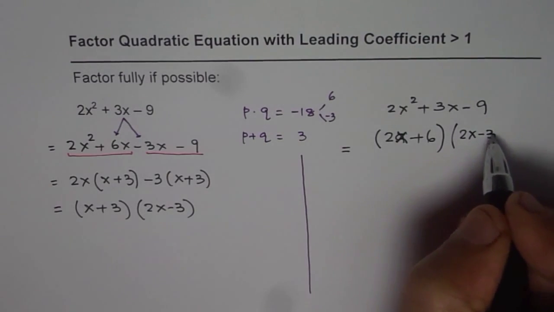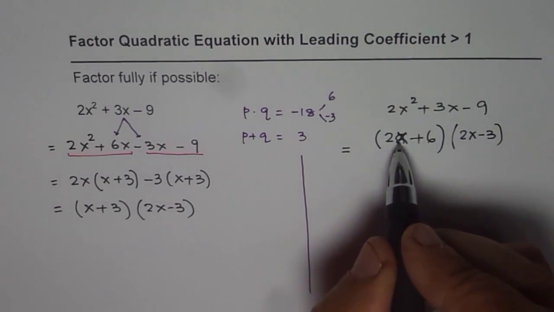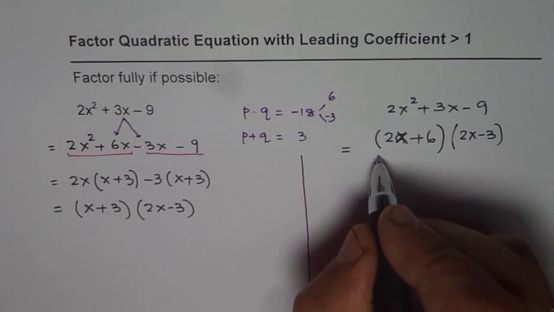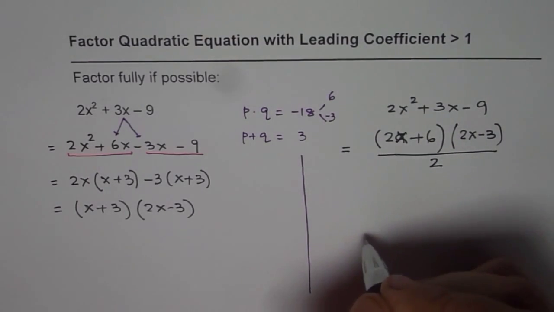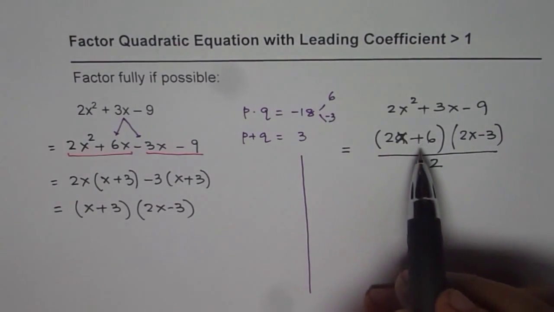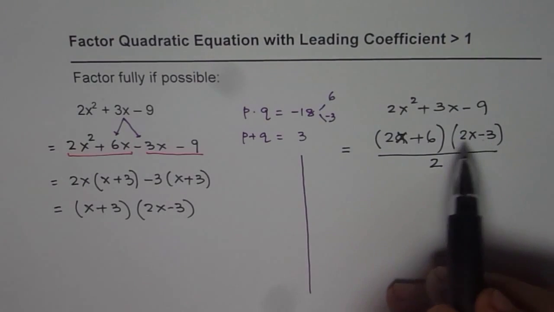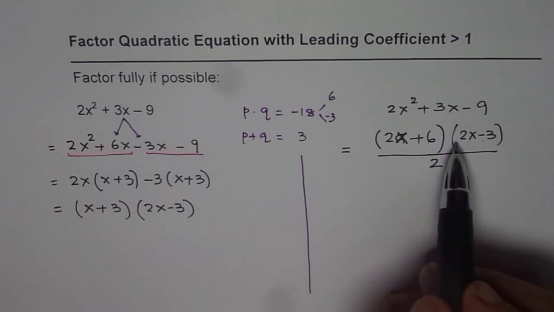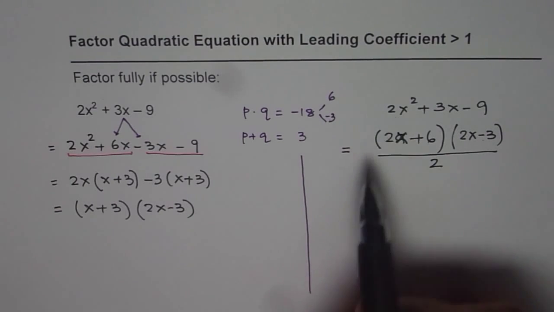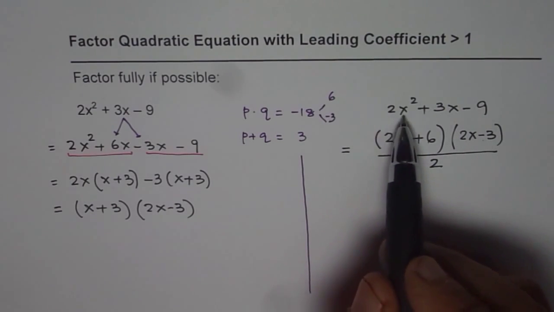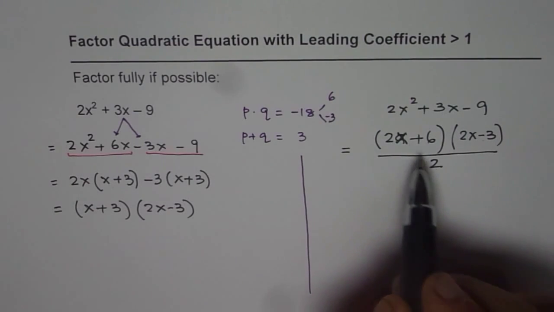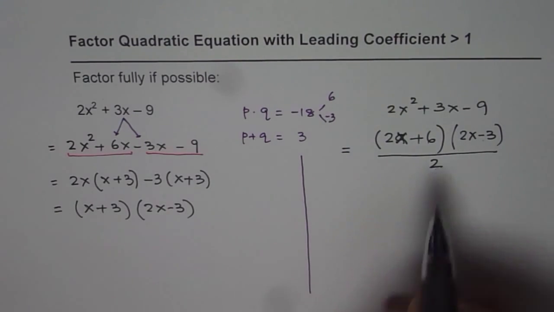Remember, if you multiply 2x with 2x, you're going to get 4x squared, not 2x squared. So we should be dividing this by 2. So the rule here is that these two numbers are part of your factors, and the first term in both the factors is exactly same as the leading term. I mean the 2x along with 2, right? And you have to always divide it by the leading coefficient, correct?